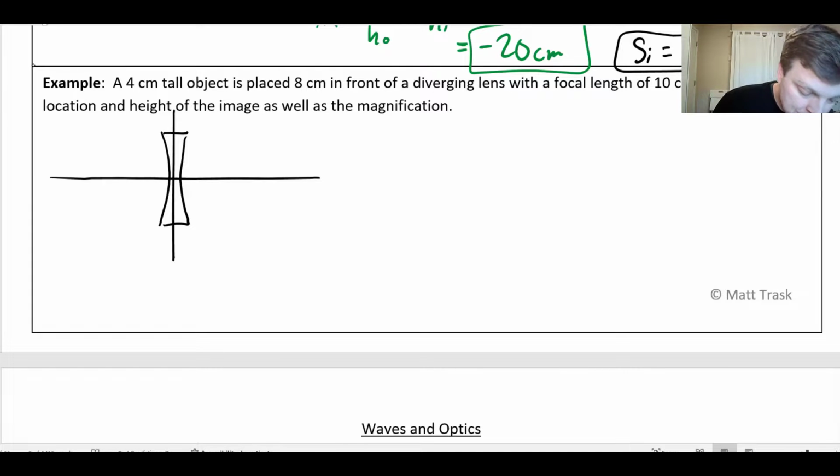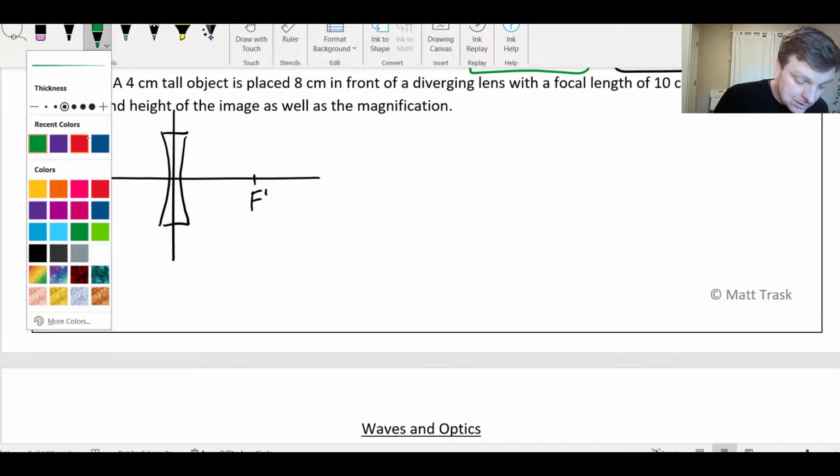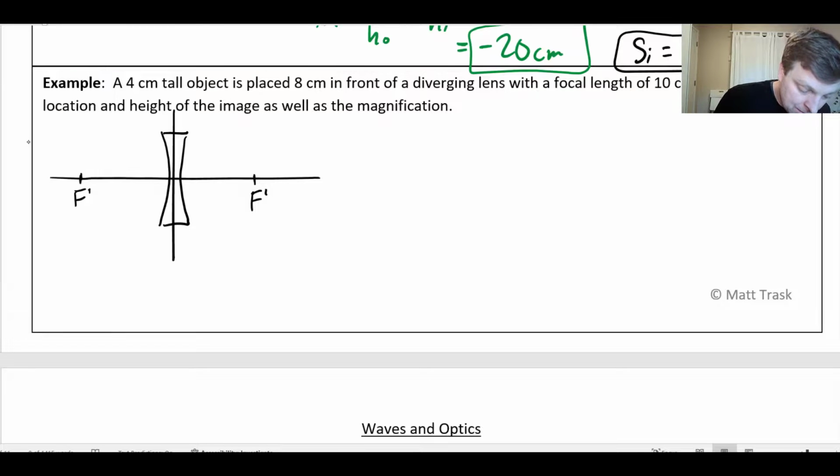So again, I'll make the focal length, I'll just pick some distance here and measure it out. So there's my focal length on that side, and it's going to be the same on the other side. Okay, and so there are my virtual focal points, but they're both virtual, aren't they? And then I'm going to put the object 8 centimeters in front. So my object is going to be an arrow here. Okay, so maybe that's about 8 centimeters.